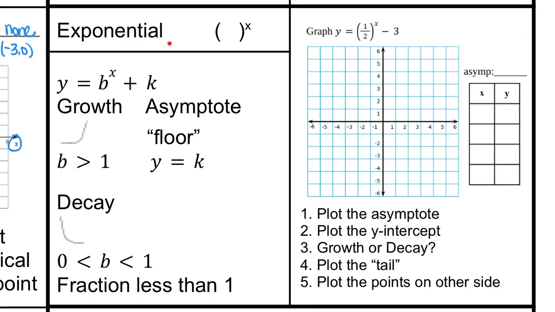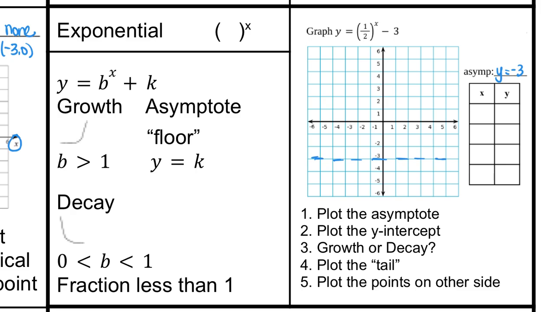For exponential functions, it will always have an exponent that is a variable, and when I look at my equation, y equals 1/2 raised to the x power, -3, that's what makes it exponential. The first thing we do is we look at the asymptote. That's if there's something being added to the equation. That's our floor. That's going to be the bottom of our graph. Looking at our equation, I see a -3. That means my asymptote is y equals -3, and I'm going to make a dashed line through y equals -3.